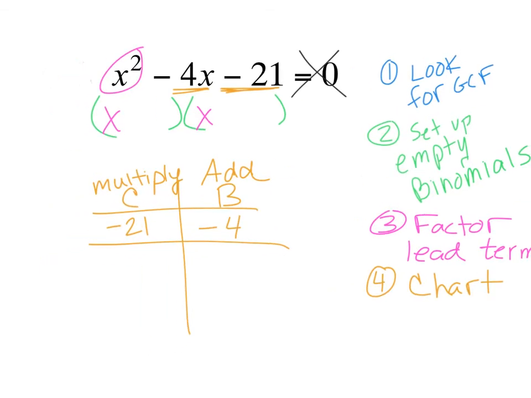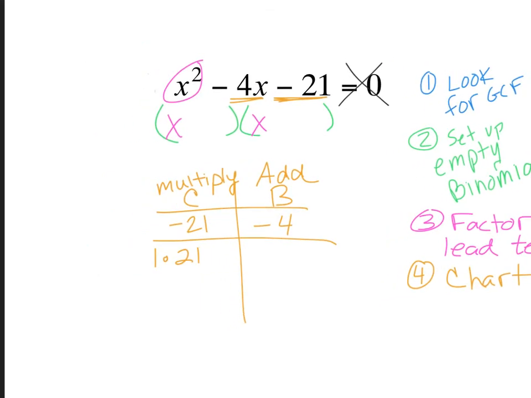So I would do 1 and 21. Because this is a negative 21, I know that one of those 2 factors is going to have to be negative. So the 2 options I have is it could either be a negative 1 and a positive 21, or it could be a positive 1 and a negative 21. Neither one of those adds up to negative 4, though, so I'm going to have to try something else. 2 isn't a factor of 21. 3 is, so I'm going to do 3 times negative 7, or it could be negative 7 times positive 3.